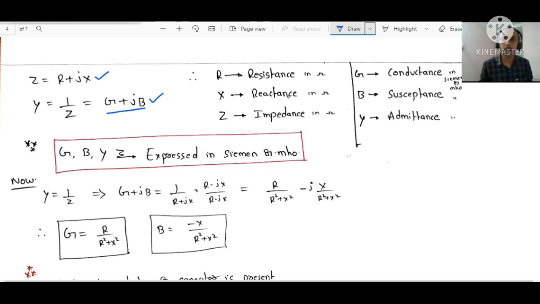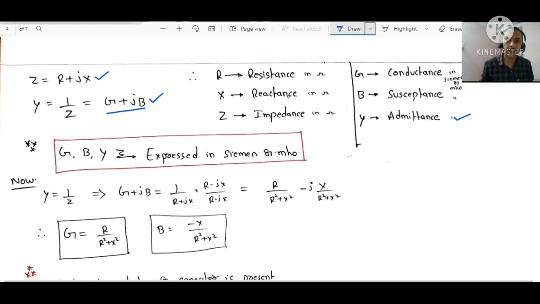In this G plus jB, G is called the conductance. B, which is the reciprocal of reactance, is susceptance. Reciprocal of reactance is susceptance. Reciprocal of impedance is admittance. Y represents admittance.